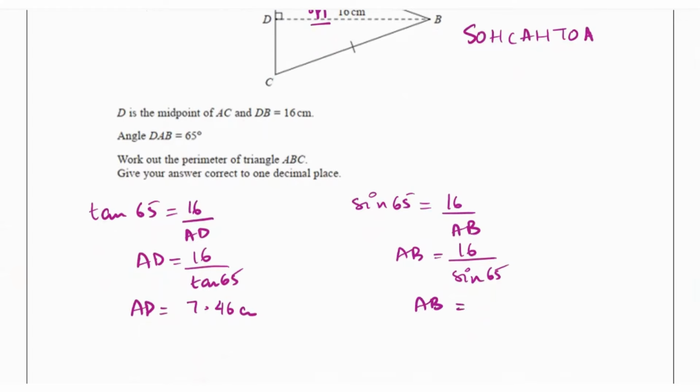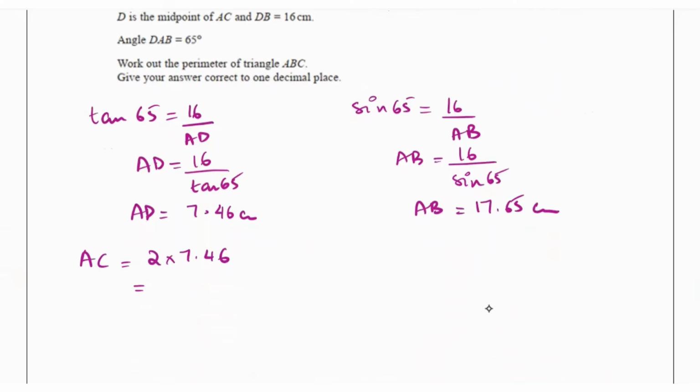So AD is half of AC, so AC is going to be twice AD. 2 times 7.46, that's 14.92 centimeters. So the perimeter is going to be 14.92 plus 17.65 plus 17.65. The reason why we're adding 17.65 twice is because AB and CB are the same.